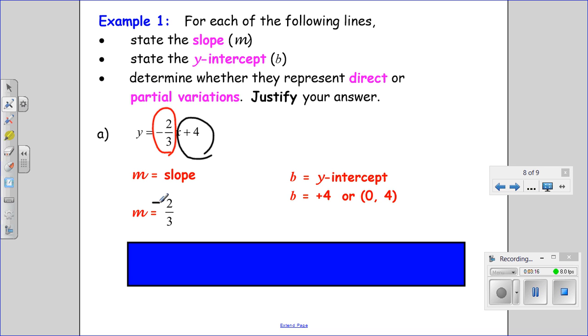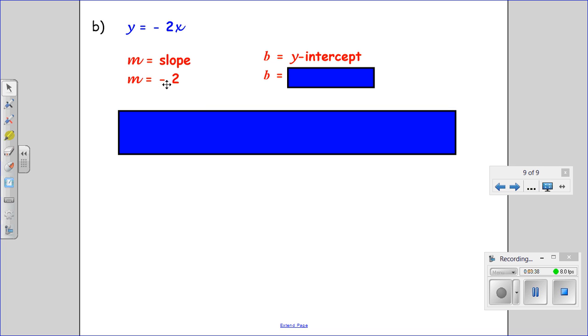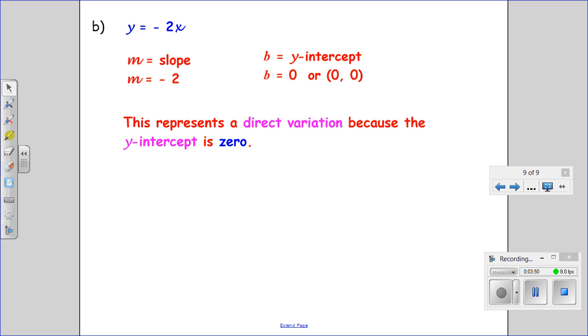Is it a direct or a partial variation? It's got the form y equals mx, so it's going to be a straight line. And it's got a plus a constant at the end, so it needs to be a partial variation. Okay. Now if we look at the equation y equals negative 2x, the slope again is the number in front of x, so it's negative 2. There is no number at the end, so the y-intercept is 0. So because it's of the form y equals mx plus b, where the value of b is 0, we can say this is a direct variation.